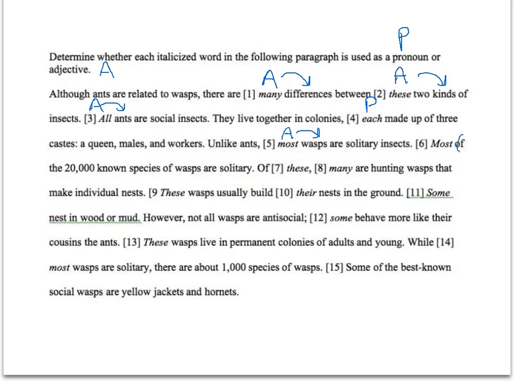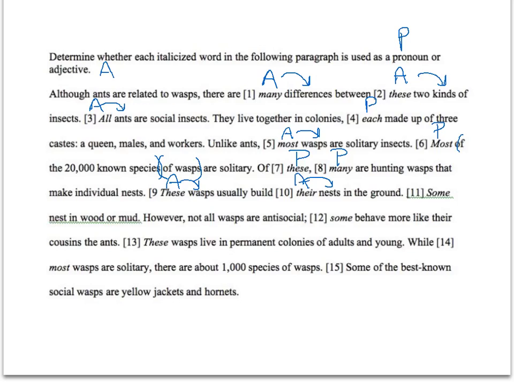Since most precedes a prep phrase, most is a pronoun. Then I have most are solitary, most is a pronoun. Of these, what is these preceding? Well, actually, it's its own introductory element because there's a comma there, so these has to be a pronoun. Many are hunting wasps. Many comes before a verb rather than a noun, so it has to be a pronoun. These wasps, these precedes a noun, so it's an adjective.